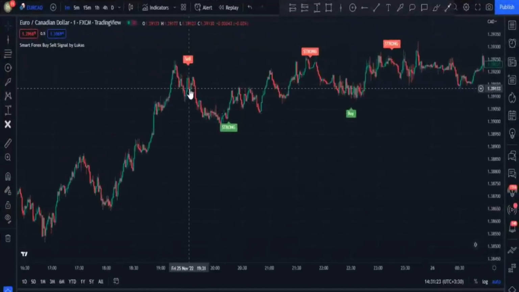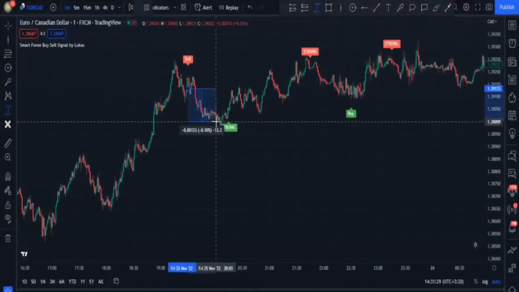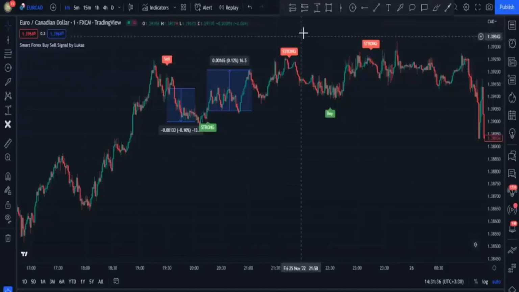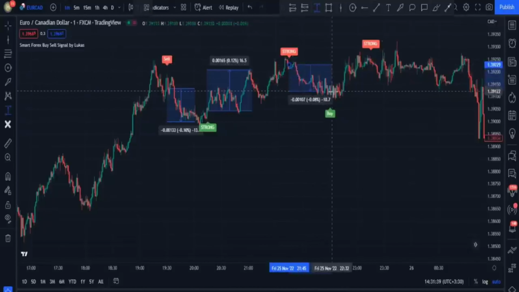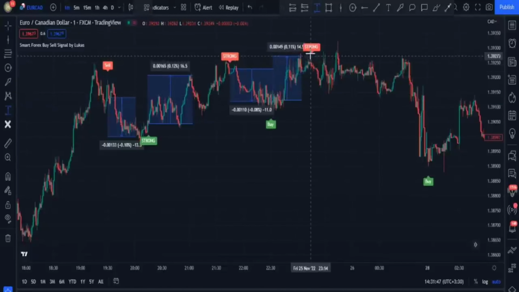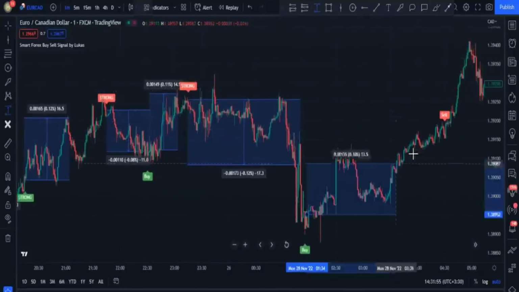Let me show you some more examples in the same time frame. A sell signal here, now a strong buy signal. Again, another sell signal, but this time it is also strong. Then another buy signal, another strong signal. At last, another buy signal.